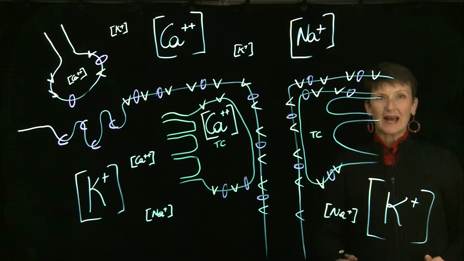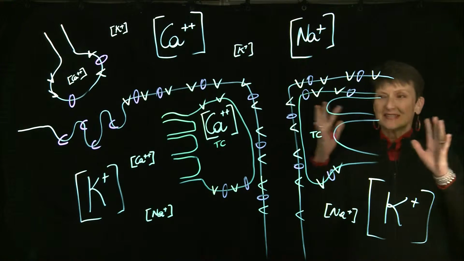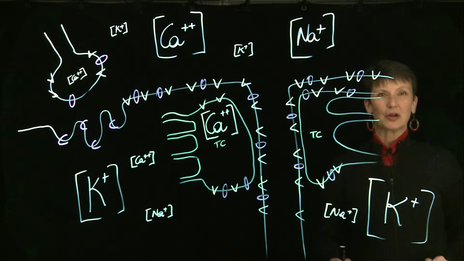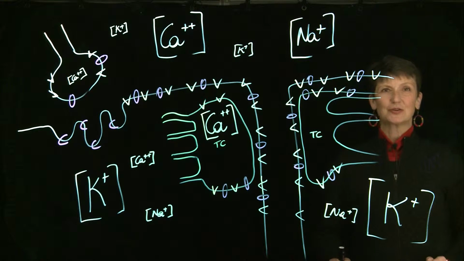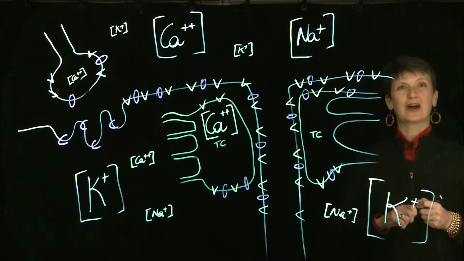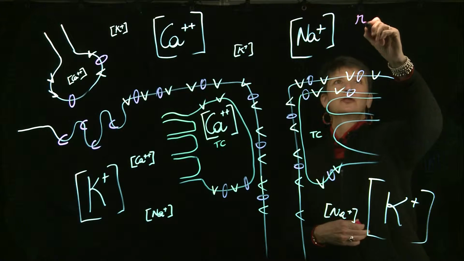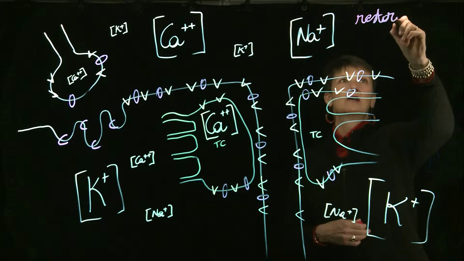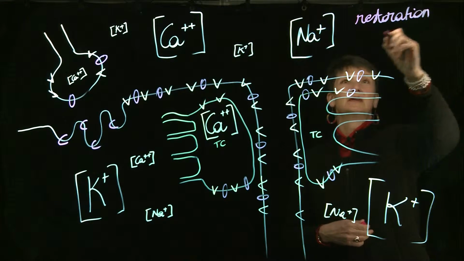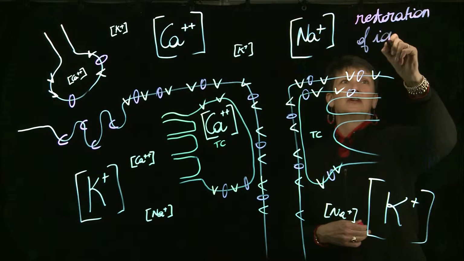We're going to spend one last video on this diagram that you've seen over and over again that relates to the neuromuscular junction. And we're going to focus this time on how ion concentrations are restored. So the restoration of ion concentrations is the topic of this video.